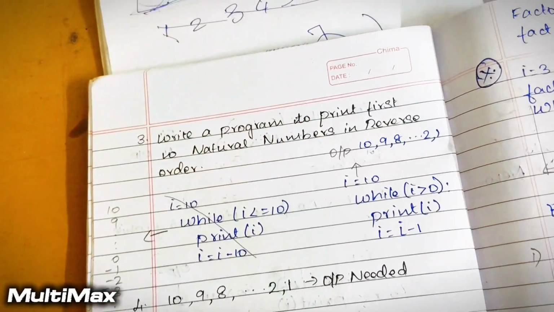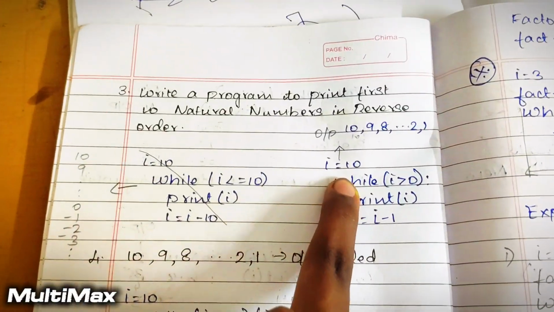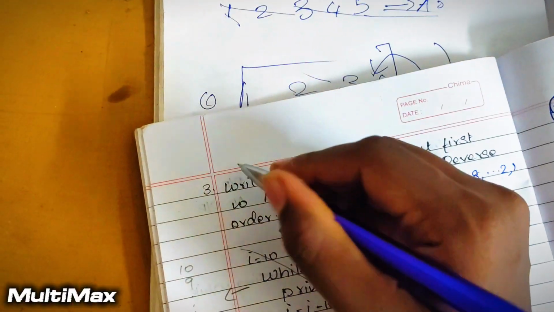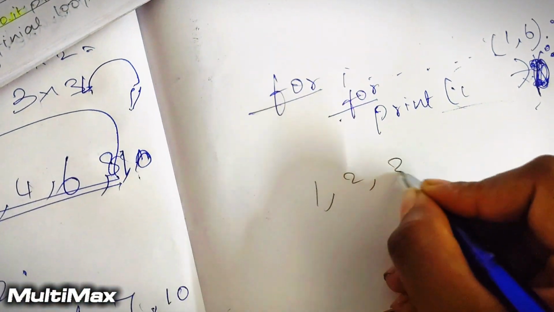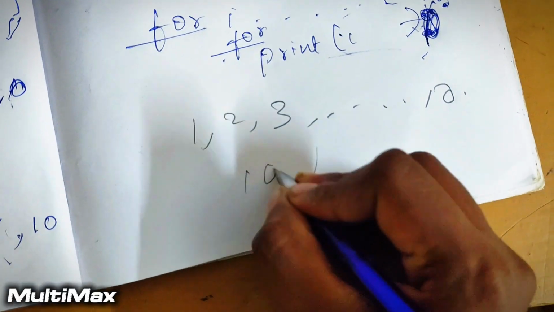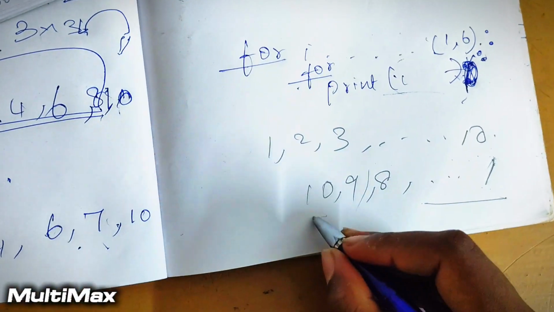So see this question, our first 10 natural numbers in the reverse order we have to print. I equal to 1, I equal to 10. First 10 natural numbers means 1, 2, 3, like that up to 10 will come. But the question says in reverse order. Reverse order means 10 has to come first, next 9, next 8, like that up to 1 it has to come, right. So that's the reason first 10.